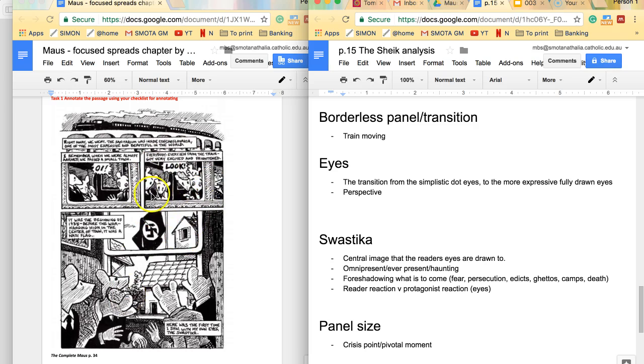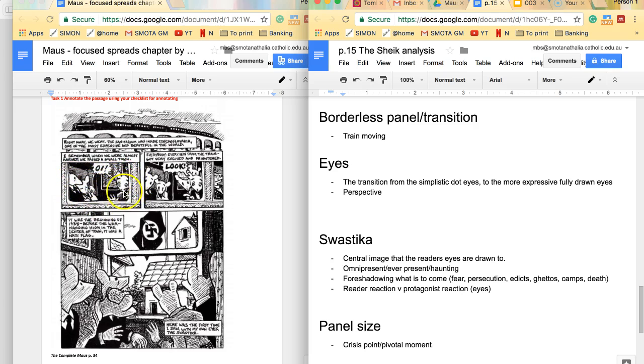Now, here we have two different perspectives. First, we're looking into the train and seeing the reaction of the Jewish passengers. And then we are looking out of the train from their perspective to see what it is that's given them this reaction. The first thing that I noted, and I know a couple of students have mentioned it to me, is the eyes. More often than not, and I'm talking in sort of 80 to 90% of the cases, they are drawn like this as dots.